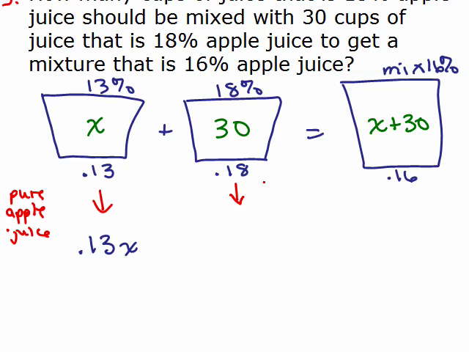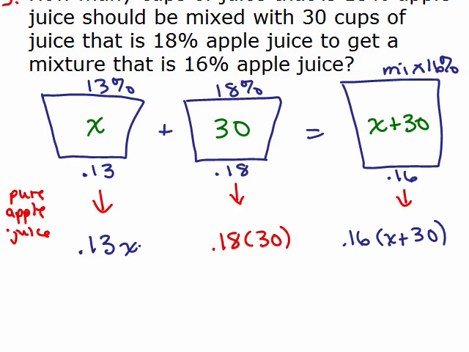and the pure apple juice here is 18% of 30. We actually can figure out exactly what number that is. And the amount of juice here is 16% of the entire container. The entire container has x plus 30 cups of juice.